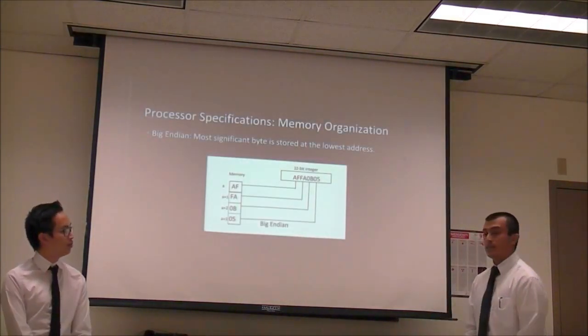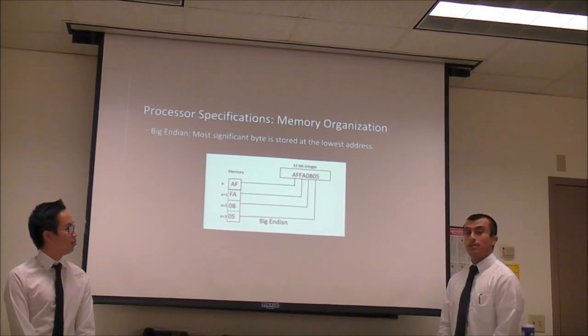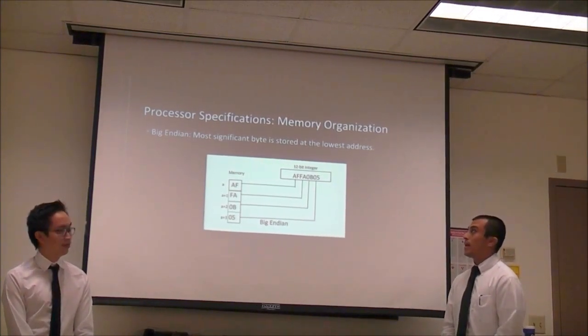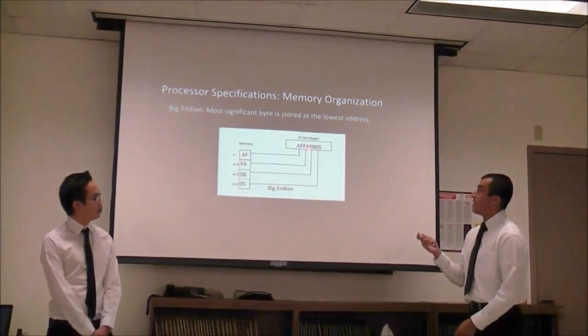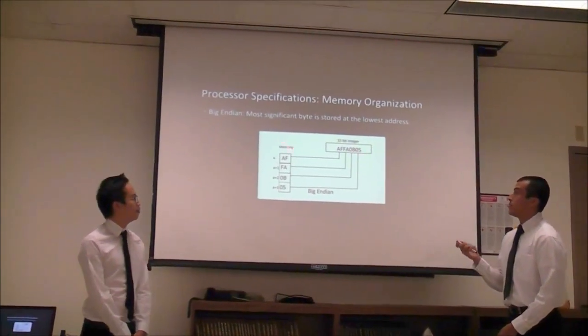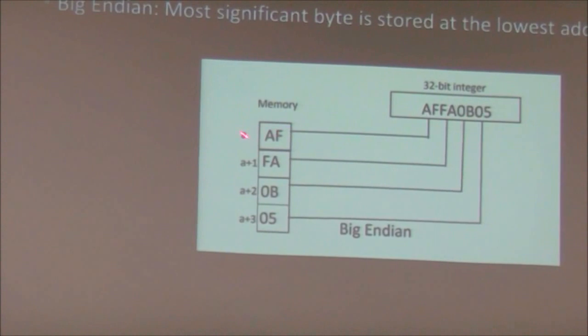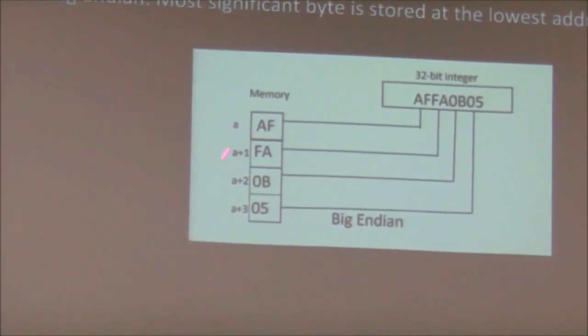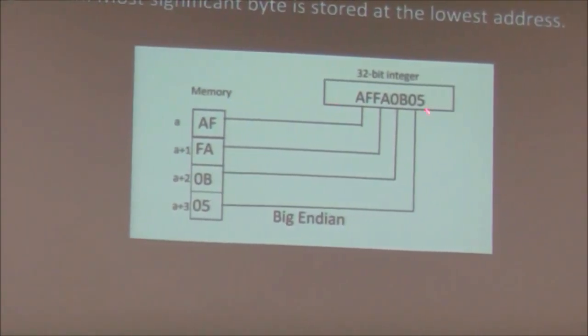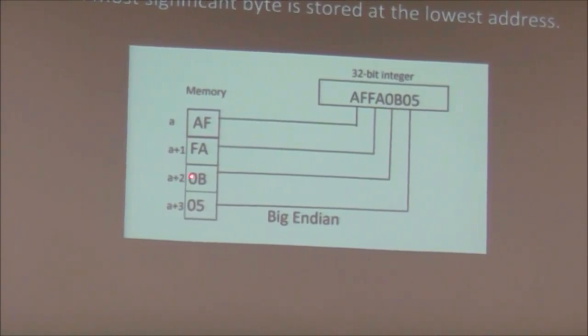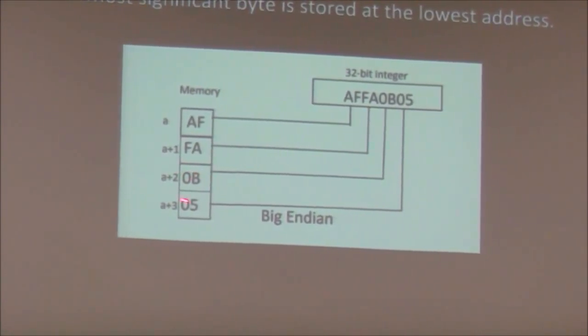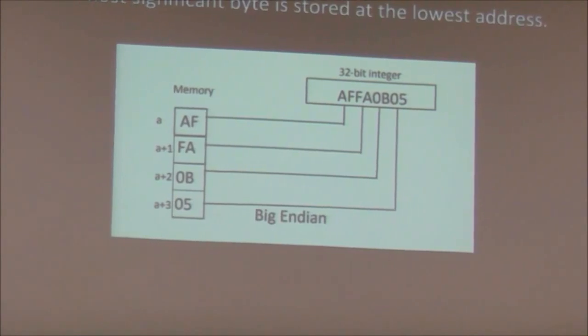So the way we organize the memory as well is big Endian format instead of little Endian format. Big Endian format, as you can see, we're starting with the value AF, FA0B05. So AF is stored in the lowest address, as you can see, it's stored in address A, and then we're incrementing as we move from most significant bit to least significant bit. We can see that FA is at address A plus 1, 0B is at address A plus 2, and 05 is at address A plus 3.